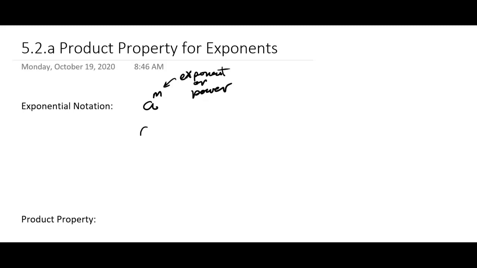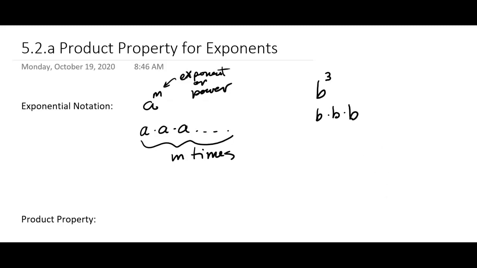And what that means is a times a times a, and how many times do you do that? M times. So if I have like b to the power of 3, or b to the third power, or you could say b cubed. Cubed is one of those special exponents. But what that means is b times b times b. Okay? So when I say special exponents, so you have like c squared, an exponent of 2, b cubed, an exponent of 3. Other than that, we just say to the 4th power, to the 5th power, whatever it is.